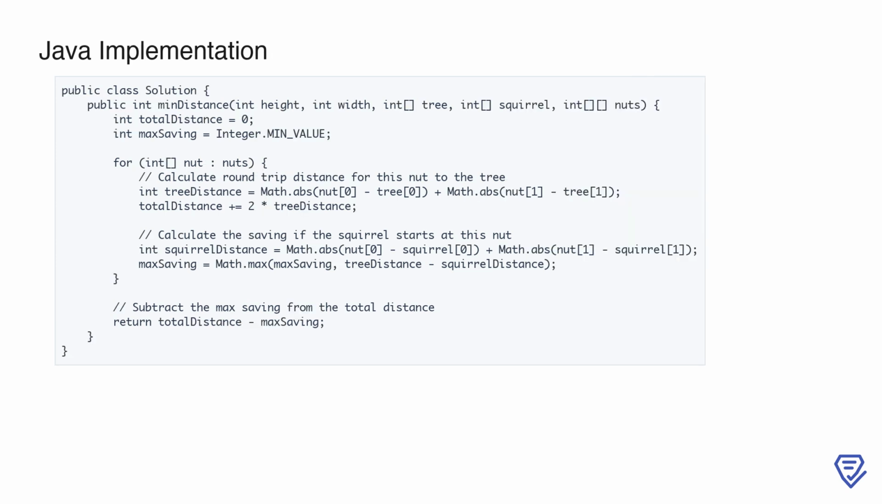This is the Java implementation of LeetCode problem number 573, Squirrel Simulation. The logic mirrors the provided Python implementation, where we calculate the total round-trip distance to collect all nuts and maximize savings by starting at the most optimal nut location for the squirrel. Key differences include explicit type declarations for variables and the use of Java's math library for absolute value calculations.